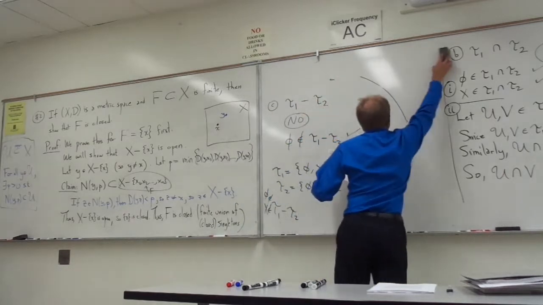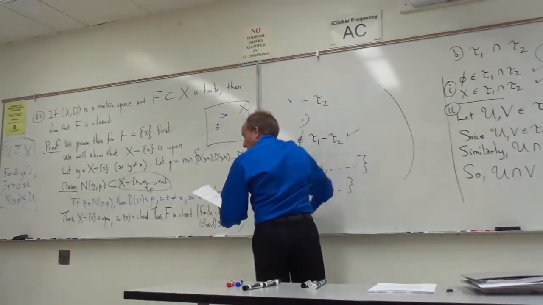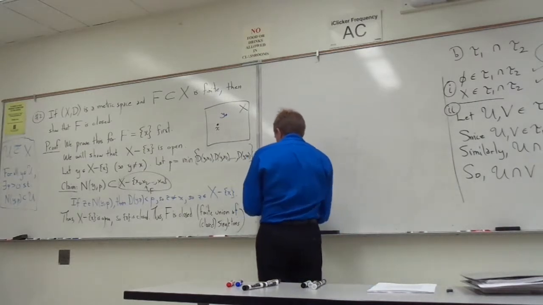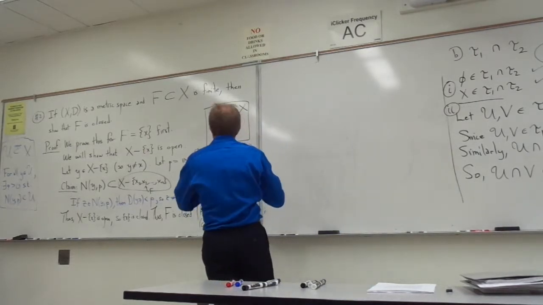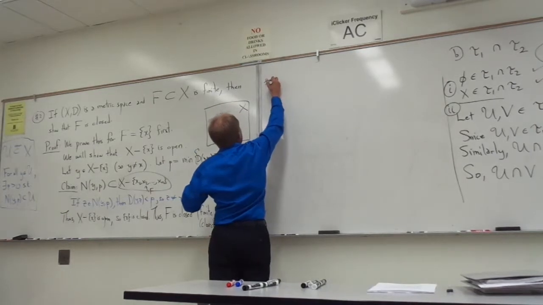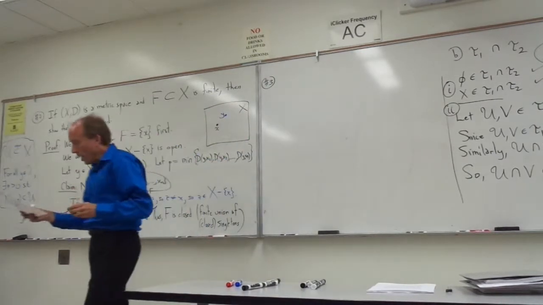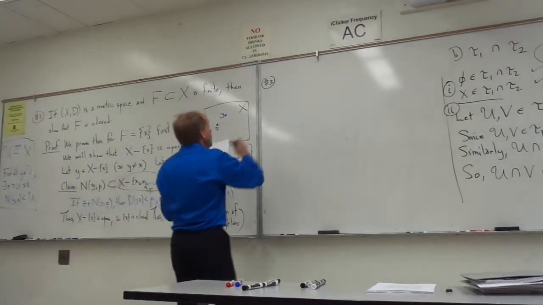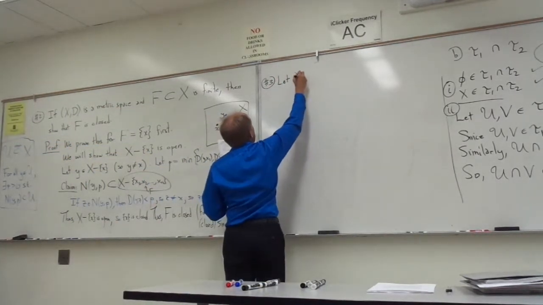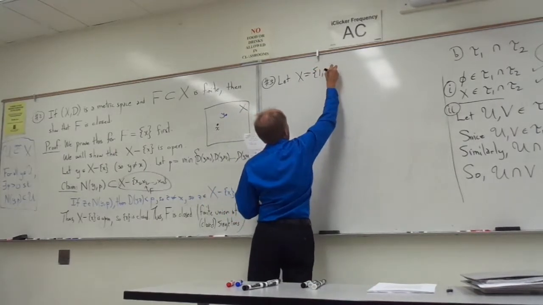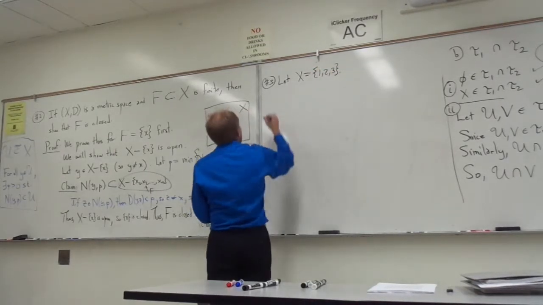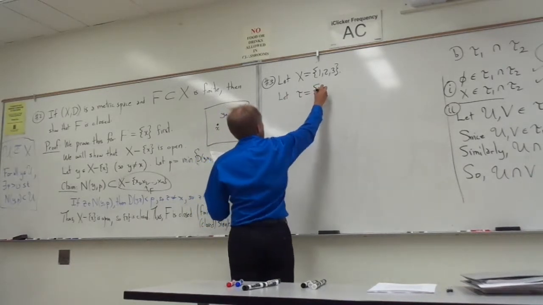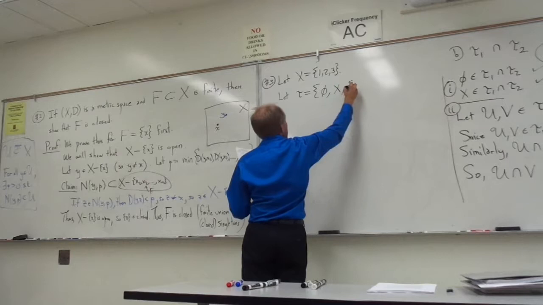So some problems just on metric spaces, some problems on topological spaces. Okay, let's do number 3 here. Let's do a problem that combines metric spaces with topological spaces. Okay? So let's let X be the set 1, 2, 3. And let's let tau be the set that has the empty set, capital X, and 1, 2.